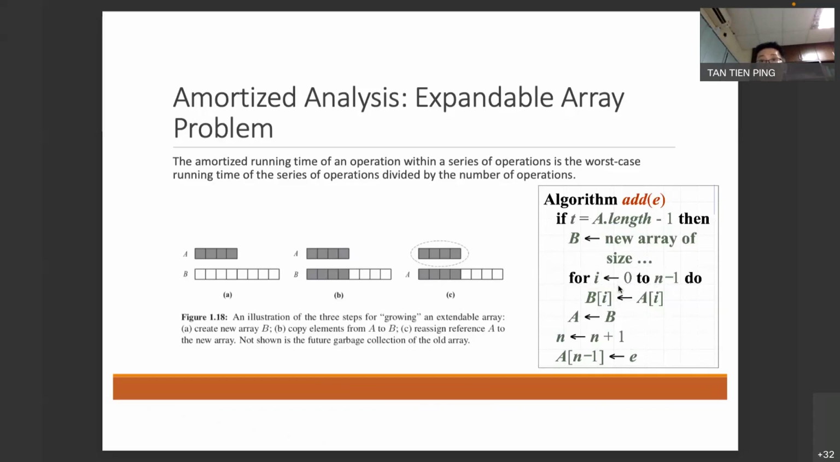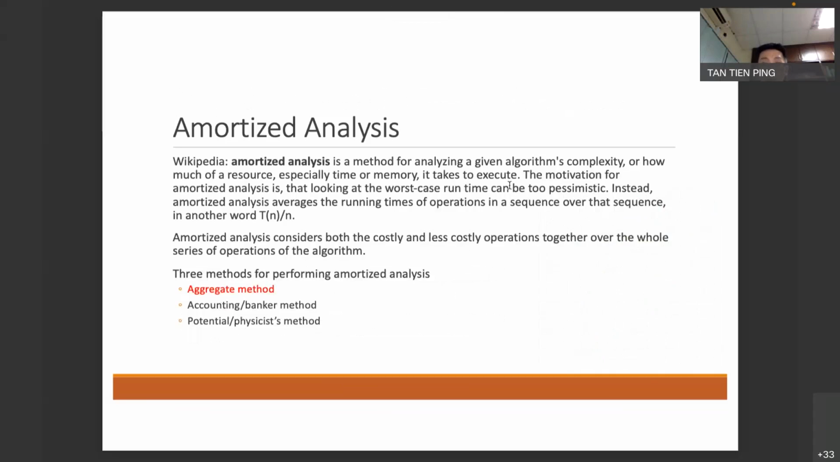Big O n. But at most of the time, these add operations take only a constant amount of time. So that is why we do this amortized analysis. The amortized running time of an operation within a series of operations is the worst case running time of the series of operations divided by the number of operations. So we want to know on average how is it?